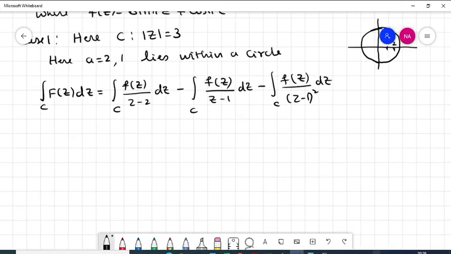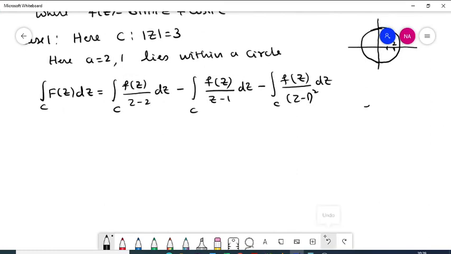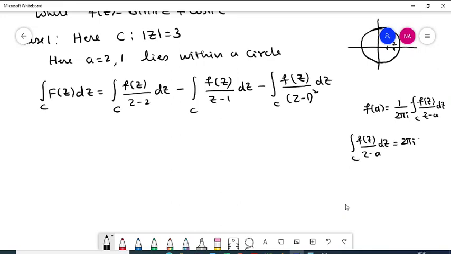Alright, okay. We have by Cauchy's integral formula f of a equal to 1 by 2 pi i integral f of z divided by z minus a dz, or in other words integral f of z divided by z minus a dz over C is actually equal to 2 pi i into f of a. Okay, now using that, the first one will be 2 pi i into f of 2.